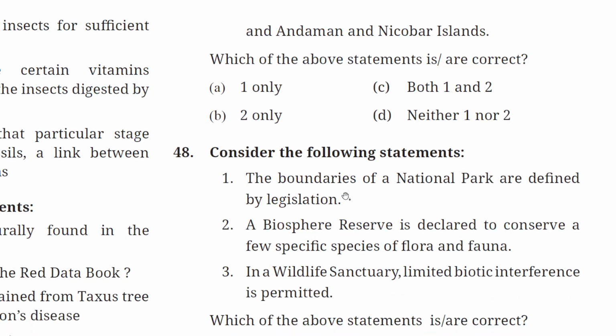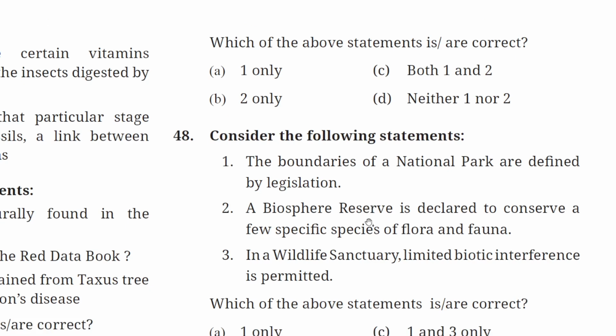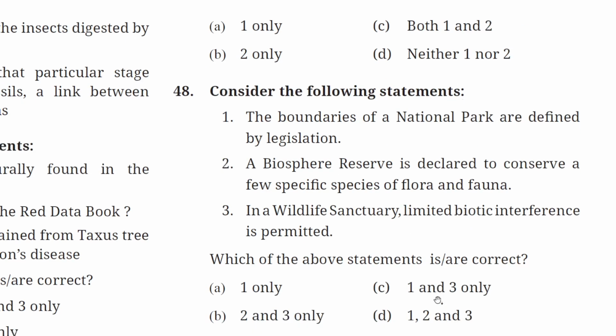Consider the following statements. The boundaries of a national park are defined by legislation. Yes, it is true. A biosphere reserve is declared to conserve a few specific species of flora and fauna. No, it is not true. In a wildlife sanctuary, limited biotic interference is permitted. It is true. Answer is C, 1 and 3 only.